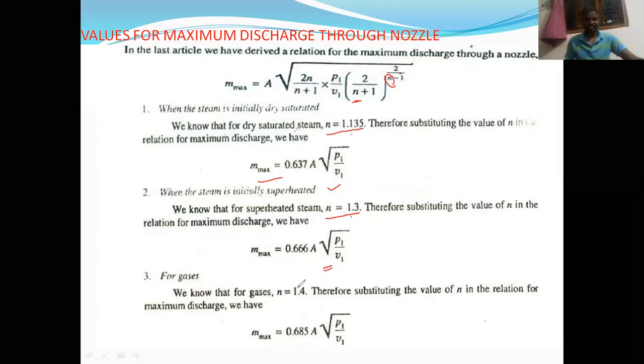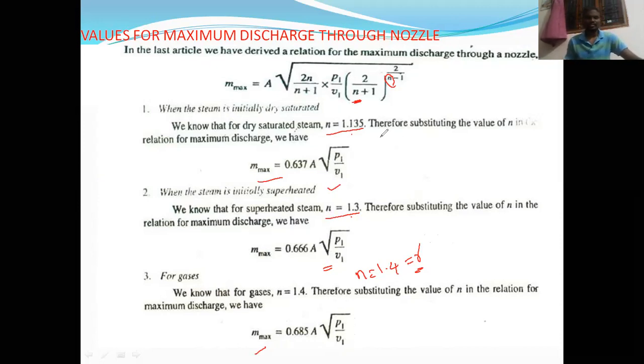And the third one is for gases. We know that for gases, the index value n is equal to gamma, the adiabatic index gamma. For n equal to 1.4, if you substitute this value in the m max formula, we'll get for gases m max is equal to 0.685 into a into under root P1 V1.